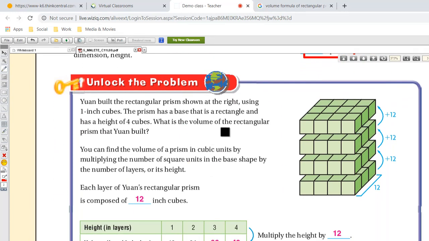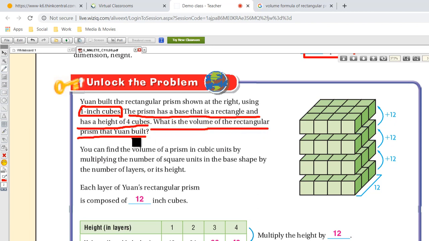Okay, let's have this problem. We have here in this figure, we want to use 1 inch cubes. So the length equals width and equals height equals 1 inch. As we said before, that's called a cube unit or unit cube. So the prism has a base that is a rectangle and has a height of 4 cubes. What is the volume of the rectangular prism that Yom built? So firstly, you have to get the area or the volume of one layer.